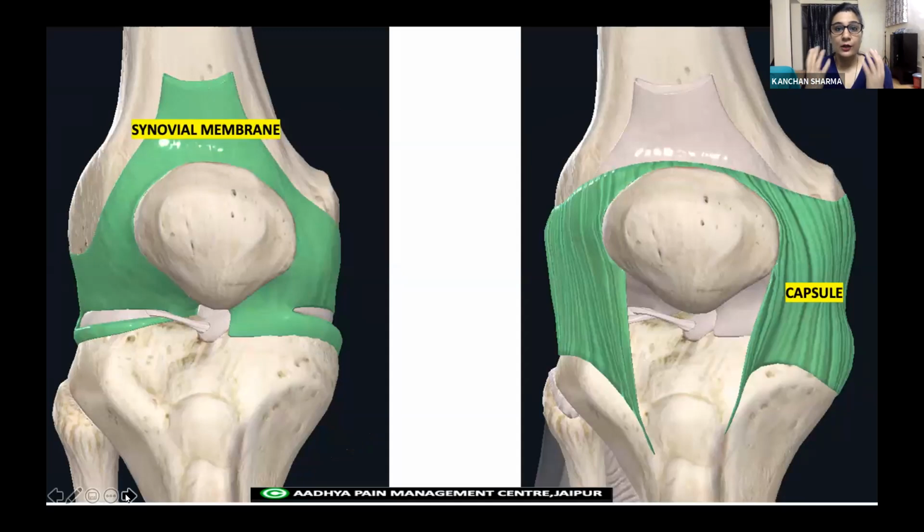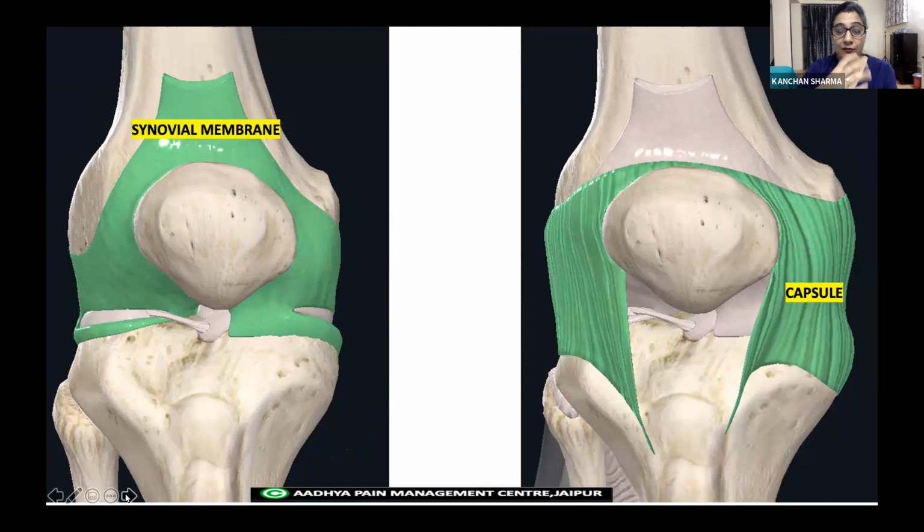So imagine we are going from the interior to the outer aspect of the knee. What we have seen in the innermost is the meniscus, then we have seen the cruciate ligaments. Now we are coming to the superficial surface from the deeper surface.